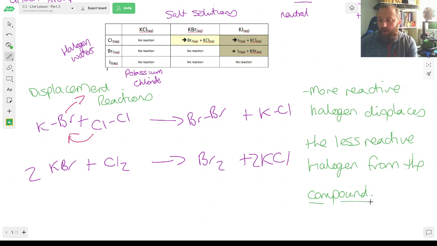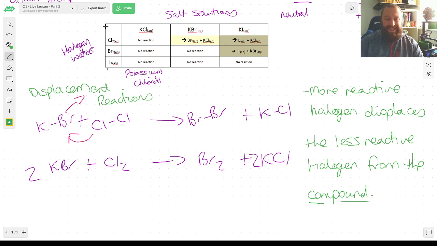And I'm using that word compound very specifically here. I've chosen that word because remember, a compound is a molecule with two or more different elements. Chlorine itself is a molecule, but it's not a compound, but potassium bromide is a compound and a molecule because it's got two different elements in there. So that helps me help somebody else identify what I'm actually talking about here.